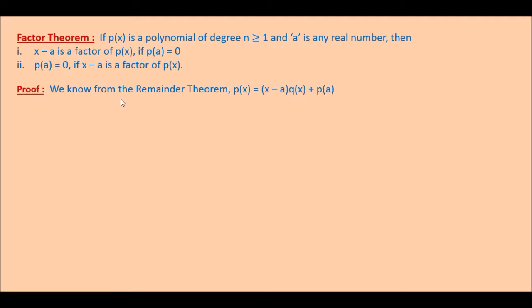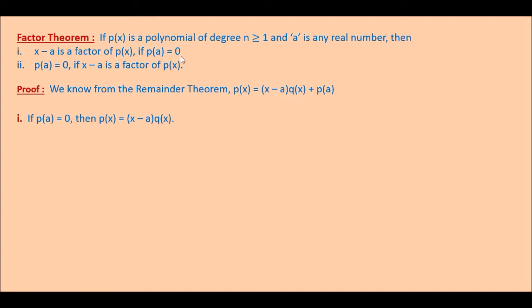Coming to the proof, we know from the remainder theorem that p of x is equal to x minus a times q of x plus p of a, where p of x is the dividend polynomial, x minus a is the linear divisor polynomial, q of x is the quotient polynomial, and p of a is the remainder of the division. If you do not know about the remainder theorem, I would recommend you to watch my video on the remainder theorem. Okay, now coming to the part 1 proof.